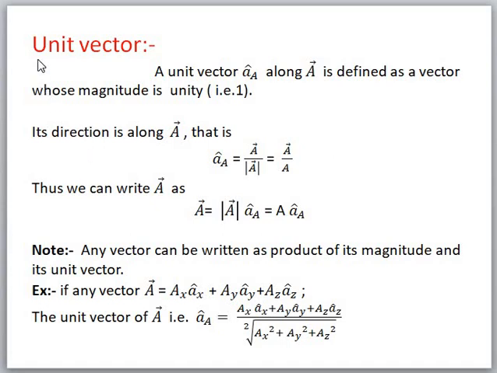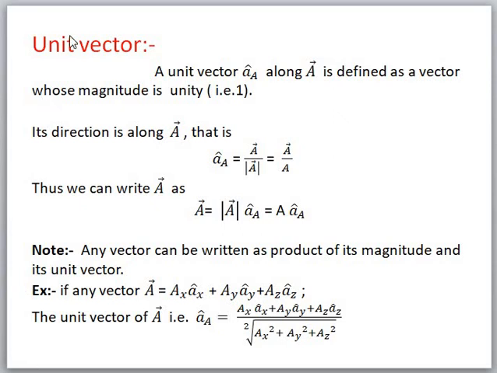Now let's see the next point, unit vector. The unit vector is denoted by A cap along the vector A. A unit vector along the vector A is defined as the vector whose magnitude is unity, that is 1. The unit vector has unity magnitude, and its direction is along the vector A.